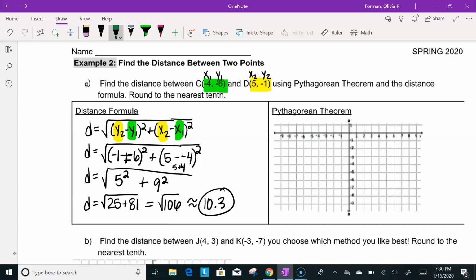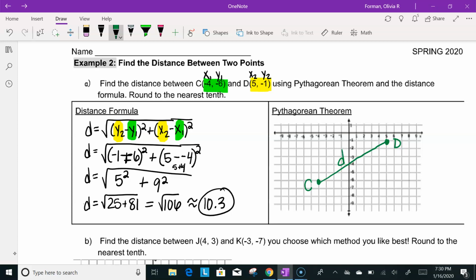So if I first start by graphing these ordered pairs, -4, -6, I go left 4, down 6 here, and I'm going to mark that as point C. Then point D is at 5, -1. So I'm going to graph that over here. So what it wants to find is, what is the distance between those points?